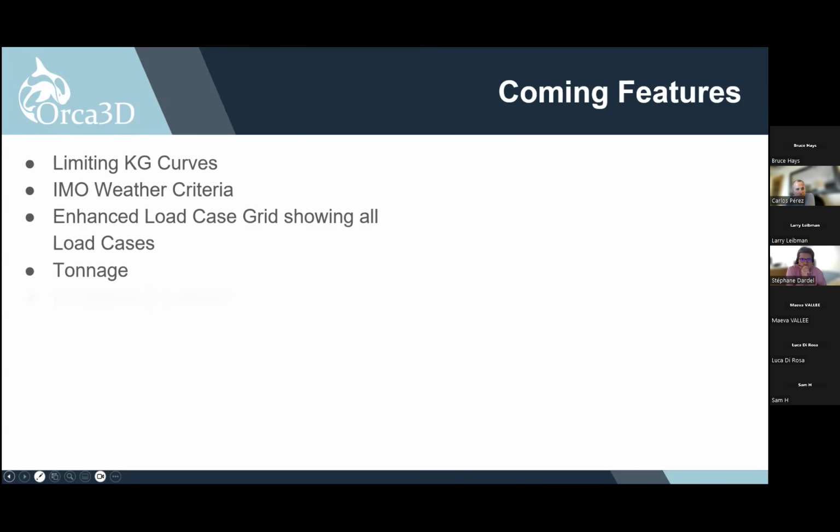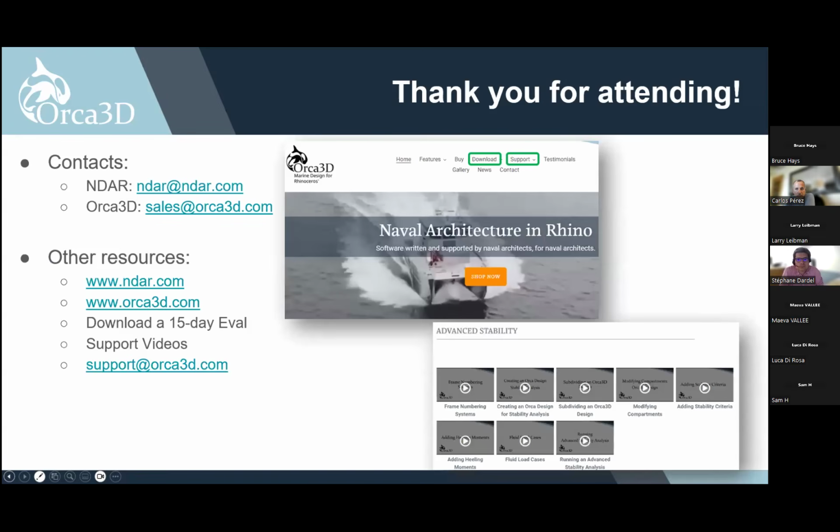We're working on tonnage calculations and longitudinal strength. And there was also a question about the extents for weight items for weight distribution, and that's part of this function. So on the Orca website, first of all, you can download the software and activate a trial license.